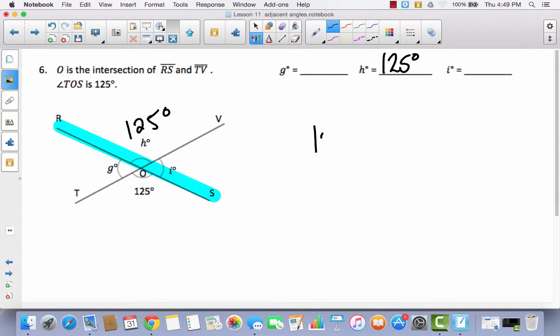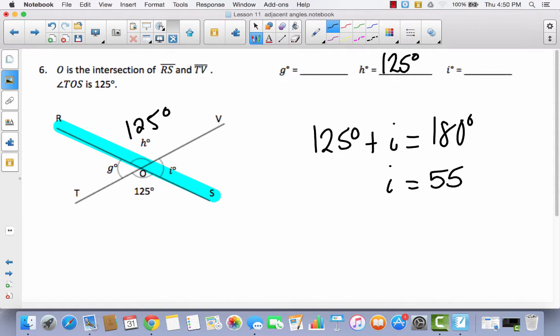So what that tells me is 125 degrees plus angle I has to be equal to 180 degrees. So if I want to find the measurement of angle I, all I have to do is subtract these two numbers. Well, 180 minus 100 gives me 80 degrees, and 80 minus 25 gives me 55 degrees. If that's hard for you to do in your head, you can always come over here and write it out. There is no shame in that. So this will be 55 degrees.